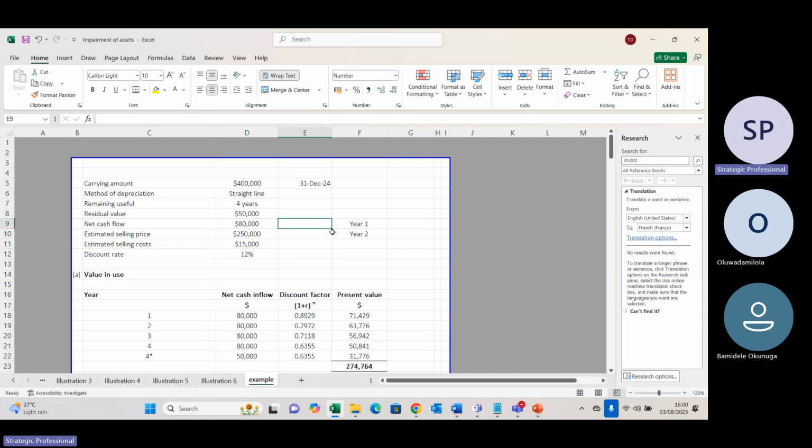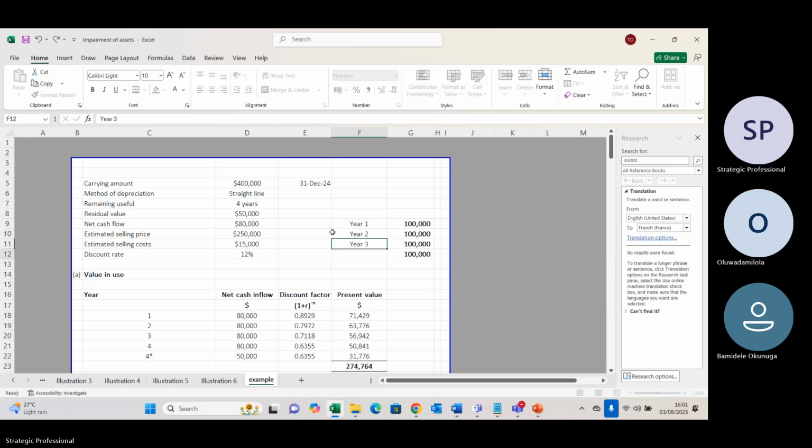So in this case, if you want to use this case, it will be 400,000 divided by the remaining useful life of 4 years, which is 100. You agree with me? How did I get this 100? It is the carrying amount divided by the remaining useful life. Are you with me? Yes, sir.